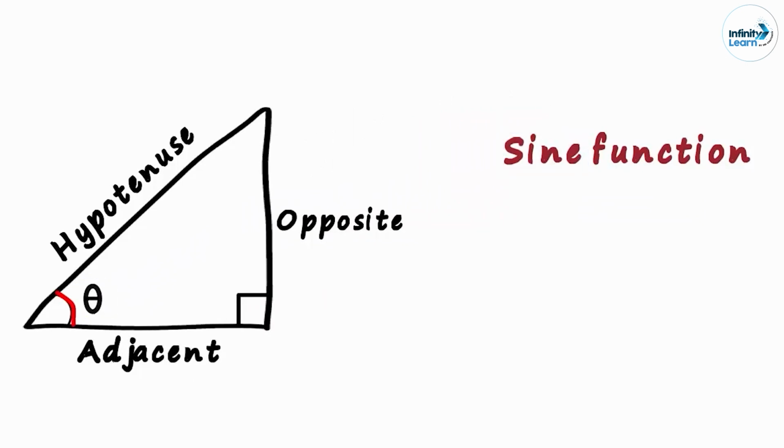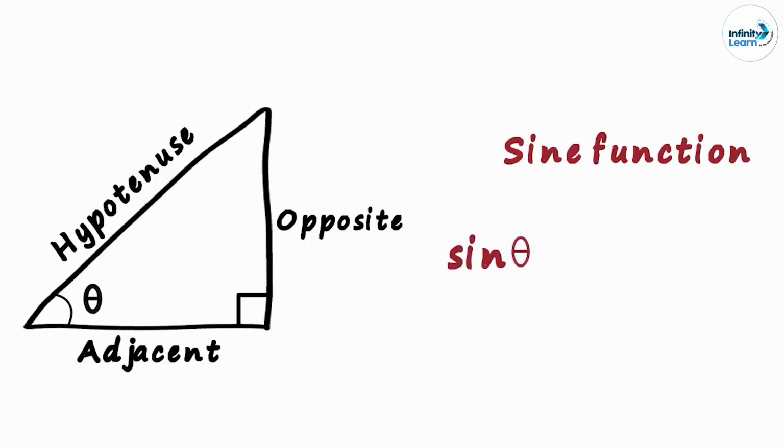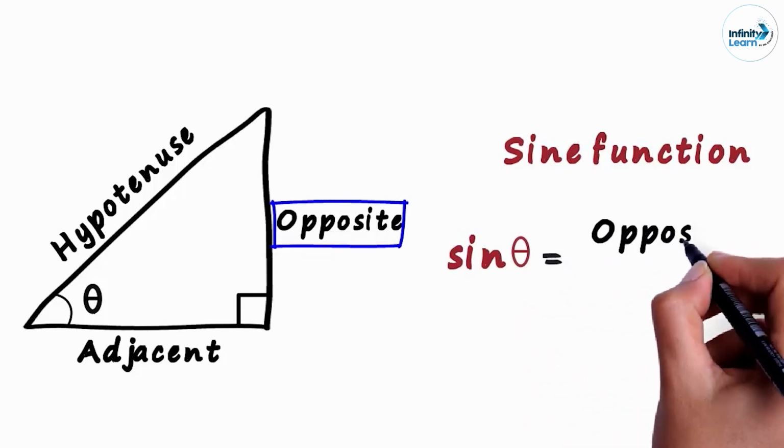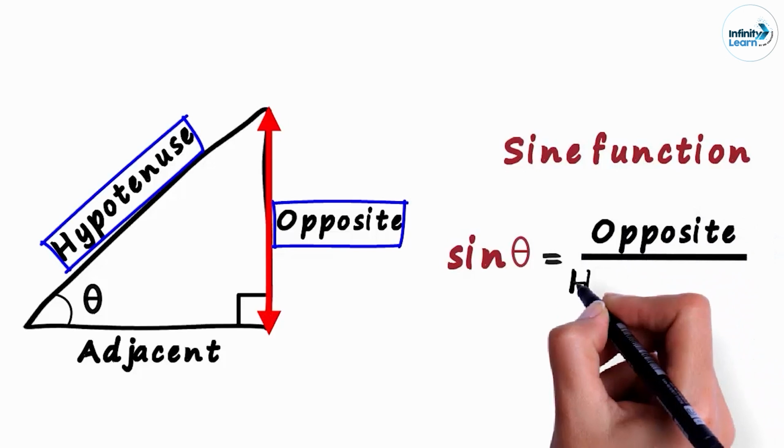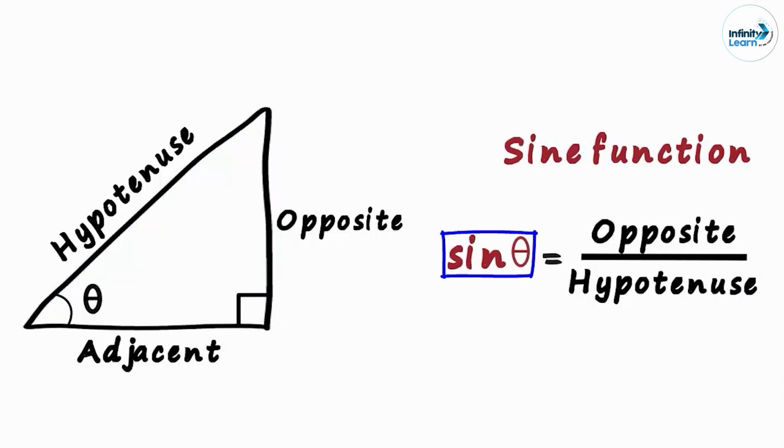The sine of angle theta is written as sin theta. Observe that we do not write the e. Sin theta will always equal the opposite, which is this side, divided by the hypotenuse. Each of these sides will have a length. So the sine of this angle gives us a numerical value.